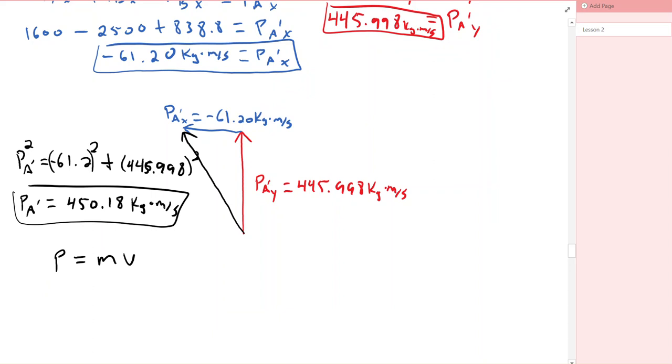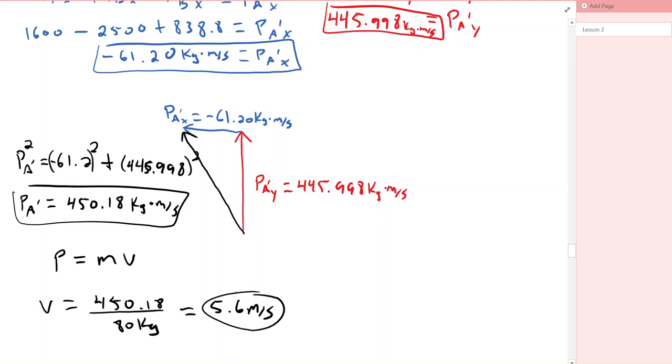So the momentum that we just figured out was, so velocity, sorry, we'll say, actually this would be velocity, yeah, is going to be equal to 450.18 divided by, and this was the 80 kilogram mass, right? So it would be equal to 5.6 meters per second. All right, so we're almost there. This is a long question. So that's what we just figured out the velocity for this guy was.